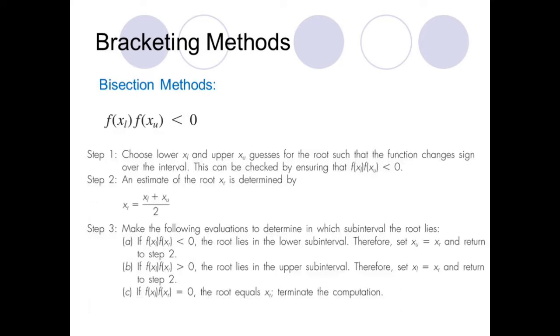Okay, so let's look at the bisection method first. So what's the bisection method? Now here we have the pseudocode algorithm. So the first thing that we do is we determine the lower and upper bound for the function, for the x-axis, and then we evaluate the function at these points.